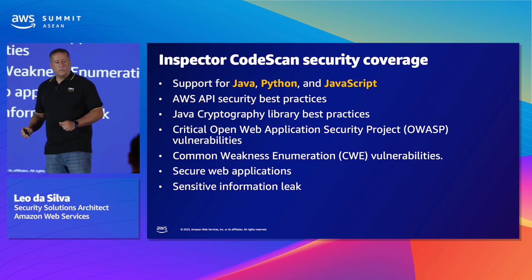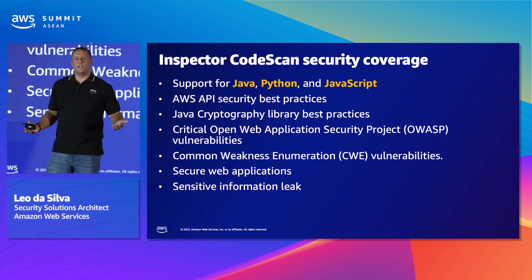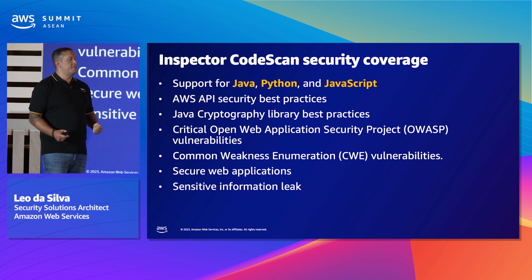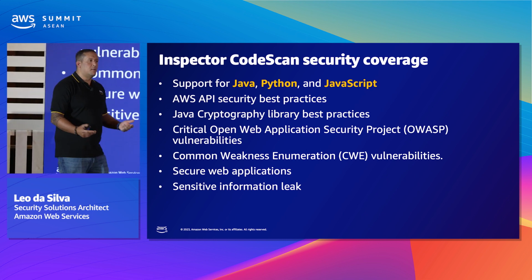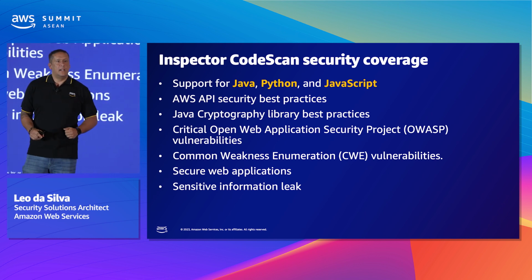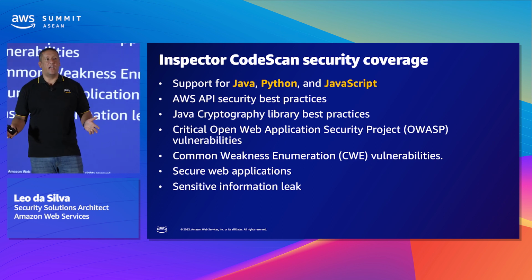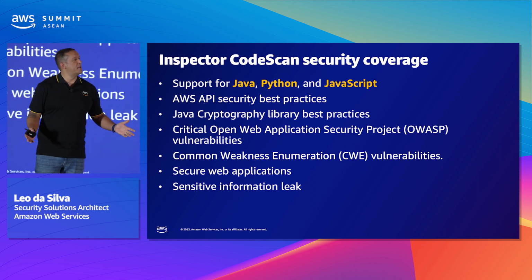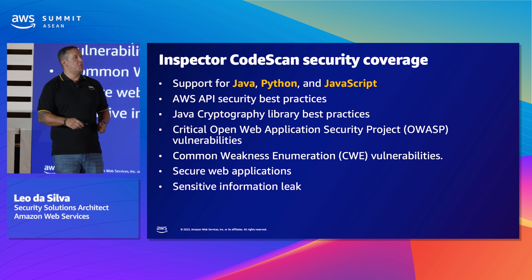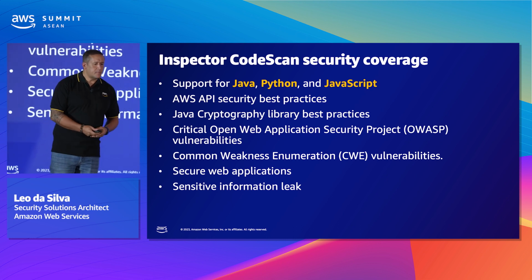Inspector Code Scan today covers the main languages that we see customers adopting out there. And that is actually direct feedback from our customers to start off with those 3 languages. So we have Java, Python, and JavaScript. By the way, even though it's in preview, you can start using it today in Singapore. So you can go back to your AWS accounts and enable this. I'll show you later on how to do it and what it looks like to operate Code Scan at scale.